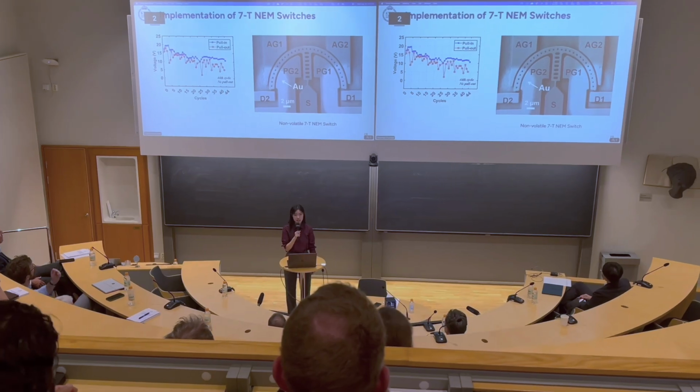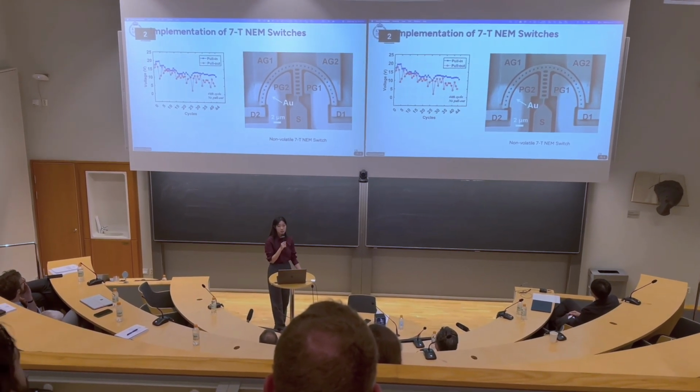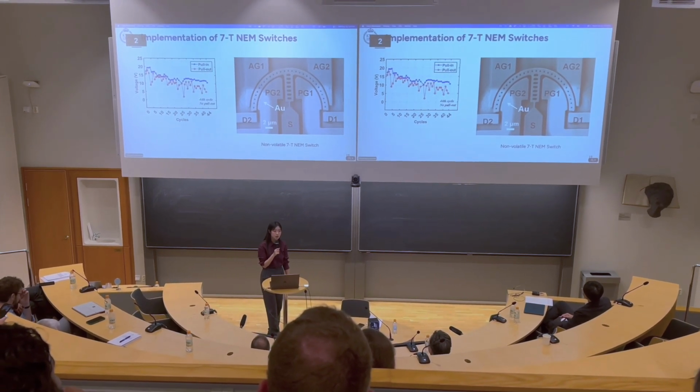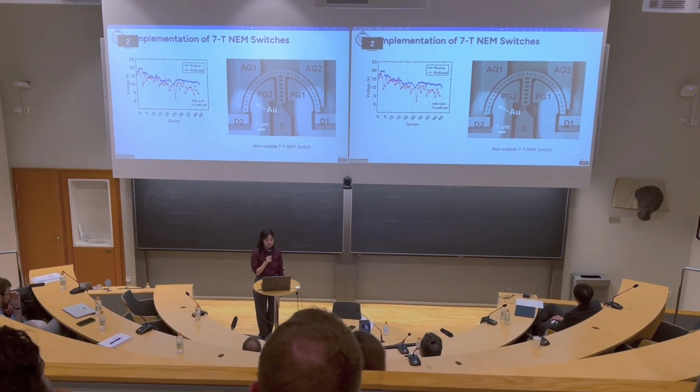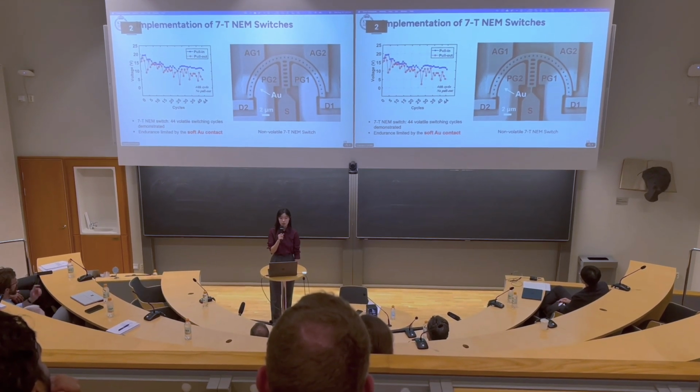We further took this volatile NEM switch and did the cycling test that you see here. The volatile 17 switch finally managed 44 volatile cycles before we see the station failure. And this reliability is still limited by the gold contact.